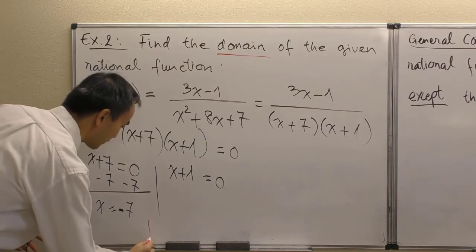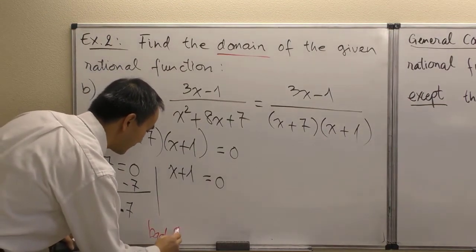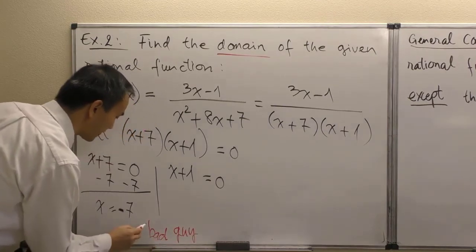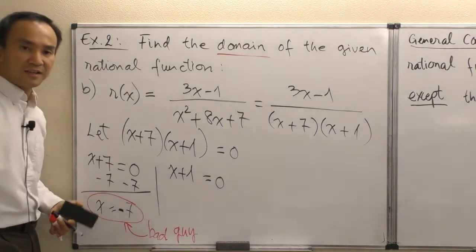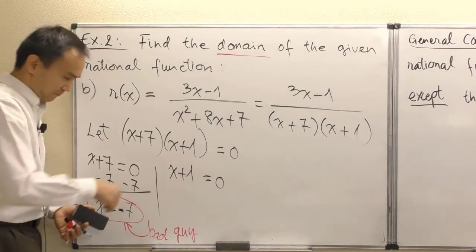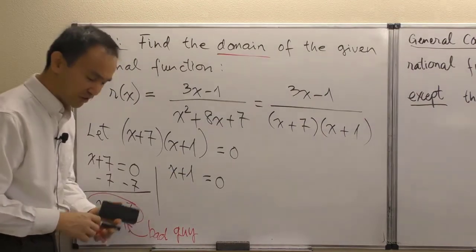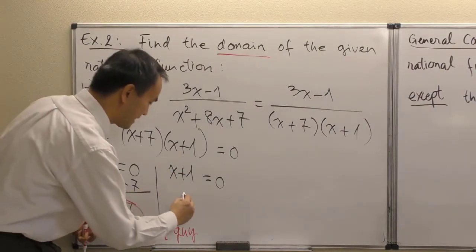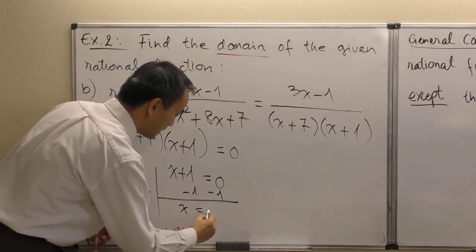All right, so as far as the bad guy, I found one: x equals negative 7. But now there's another one, because we haven't solved that x plus 1 equals 0 yet. So subtract 1 from both sides, and I'm ending up with x equals negative 1.